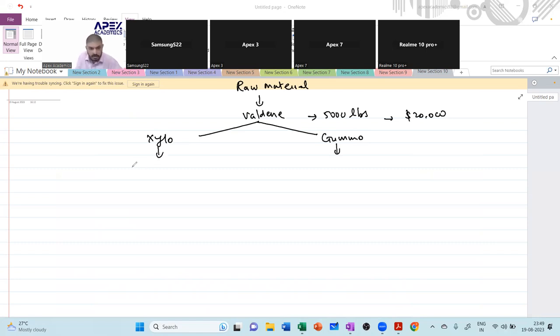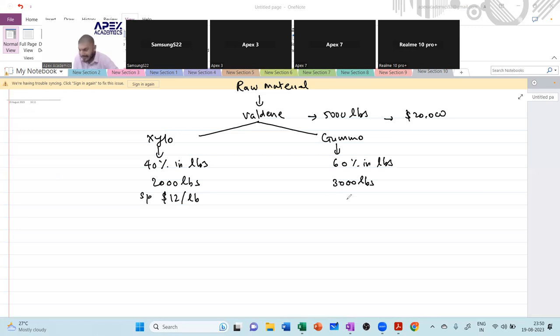Now Xylo consumes 40% in pounds and Gummo is 60% in pounds, 60% of welding. So if I was to see 40% of 5,000 means 2,000 pounds and 60% of 5,000 means 3,000 pounds. Now these 2,000 pounds have a selling price of $12 per pound, and these 3,000 pounds have an additional selling price of $10 per pound.